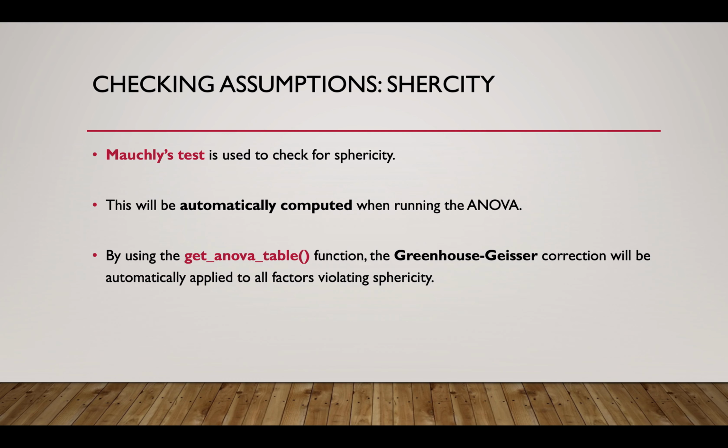The final assumption we need to check is that the variance between groups is equal, and this can be done using Mauchly's test. However, we do not need to do anything prior to running the ANOVA, as it will be automatically computed during this process. And by using the get_anova_table function to get your results, the Greenhouse-Geisser correction will be automatically applied to all factors violating this assumption.